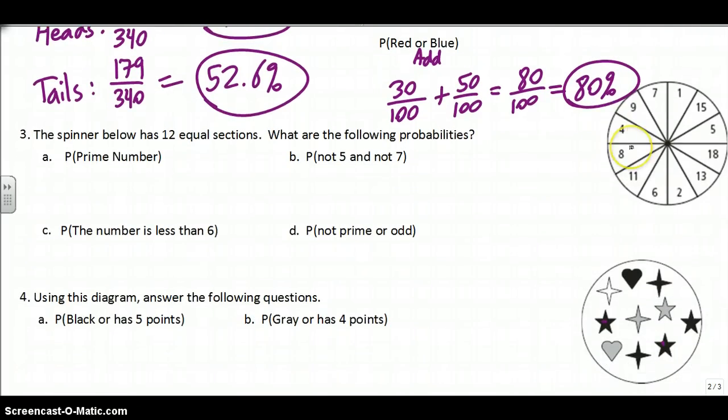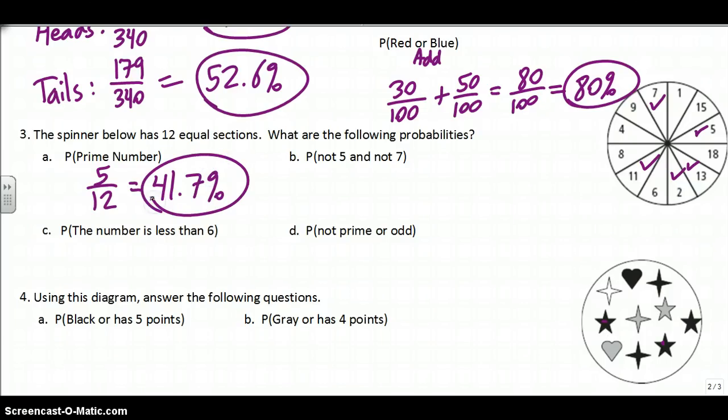Number 3 is using this spinner over here. 12 equal sections. What are the following probabilities? First, what's the probability that we get a prime number? Well, let's think about what our prime numbers are. Just for your reference, 1 is not a prime number. 5 is. 13 is. 2 is. 2 is the only even prime number. 11 is. And 7 is. So of those 12 sections, how many are prime? 1, 2, 3, 4, 5 out of 12, which is what as a percent? That would be 41.7%. Okay.